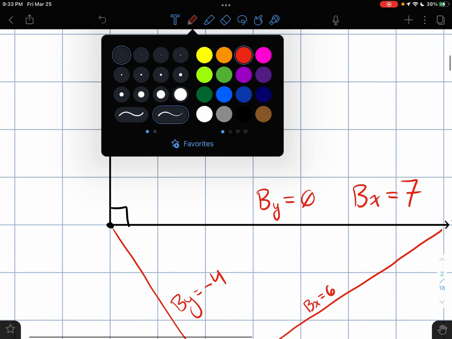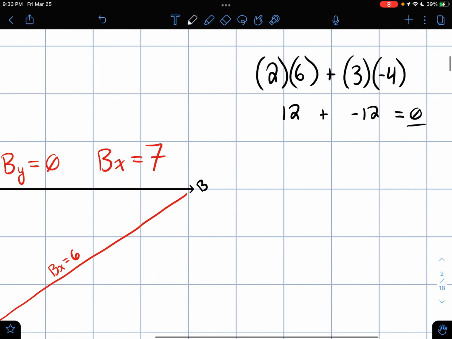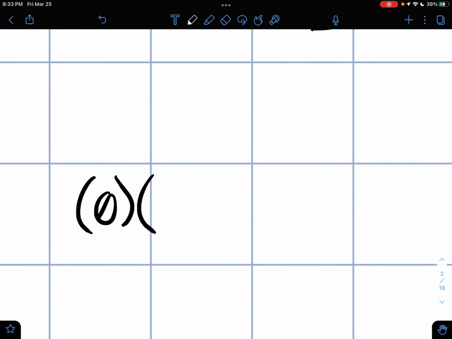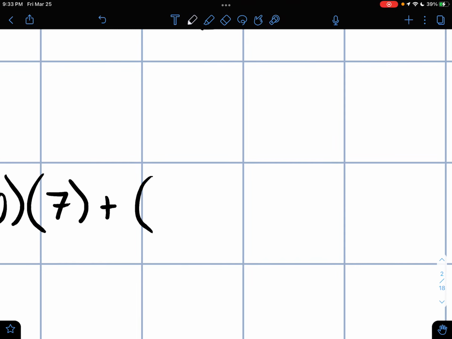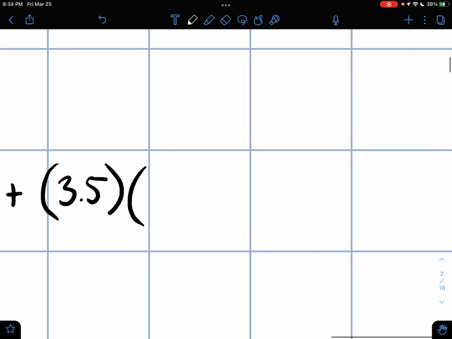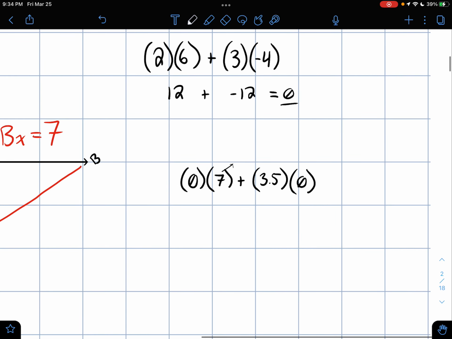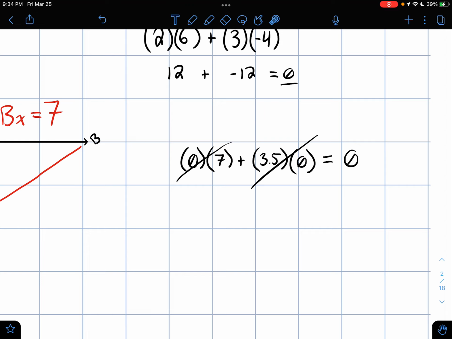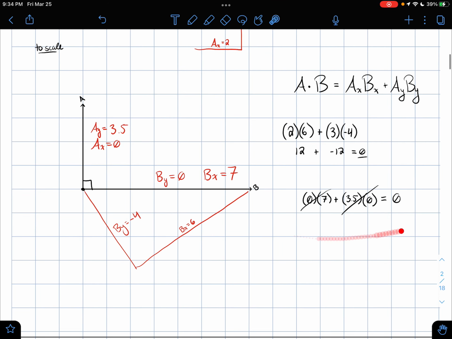Now, if I multiply out my dot product with the tilted axes, I get my AX, which is 0, times my BX, which was 7, plus my AY, which was 3.5, times my BY, which was 0. And this side cancels because we multiply by 0, and both our X and Y sides cancel out. We get a 0 dot product.